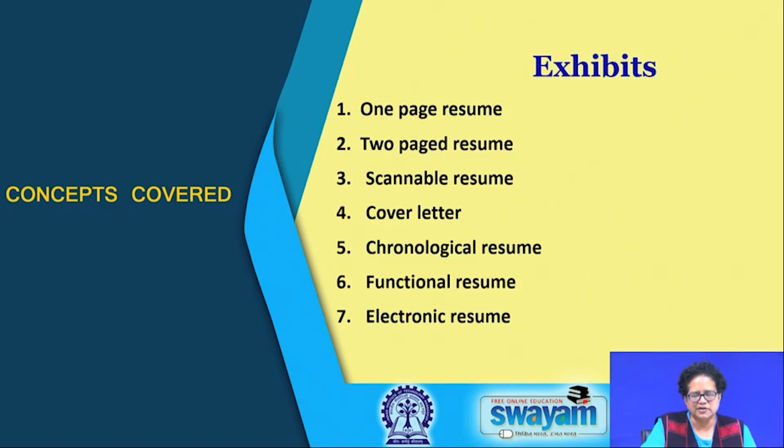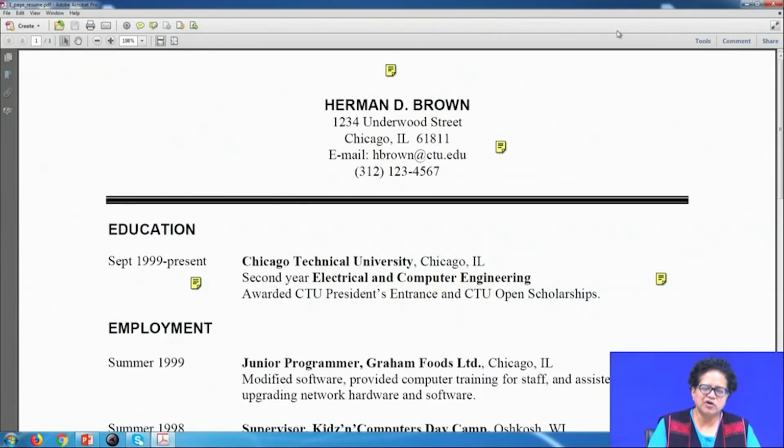Number 4 is cover letter, and then we have 3 more examples of a chronological resume, functional resume and an electronic resume. This is the 1-page resume of a character called Herman D. Brown, and he is fictitious. Herman D. Brown, the fictitious character, is perhaps in his 2nd year of engineering at Chicago Technical University.